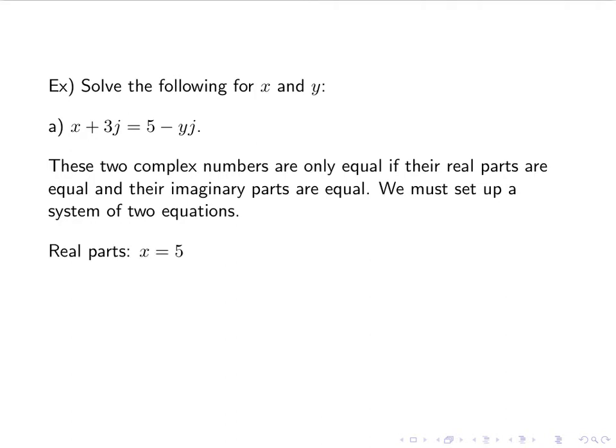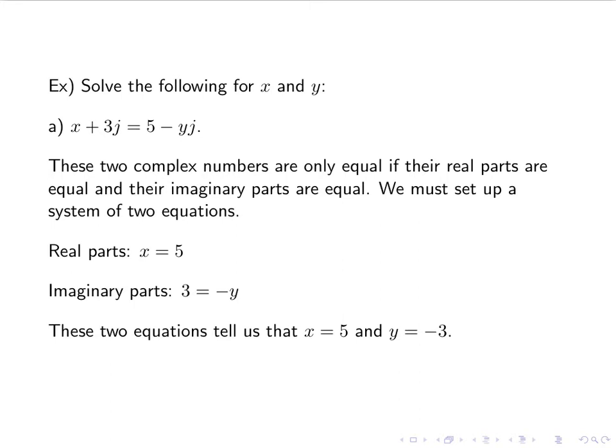So the real parts: on the left, the real part is x. On the right, the real part is 5. So I'm going to set them equal to each other, so x equals 5. For the imaginary parts, the imaginary number is 3j. The imaginary part is, again, the coefficient of j, which is just 3. On the right, the imaginary part is the coefficient of j, which is negative y. So for the imaginary parts, we have 3 equals negative y. These equations are fairly easy to solve, right? I don't need to do anything fancy here. x equals 5 and y equals negative 3.